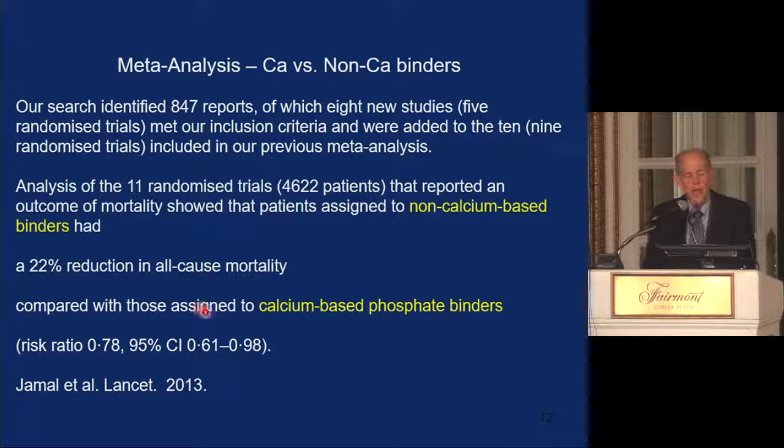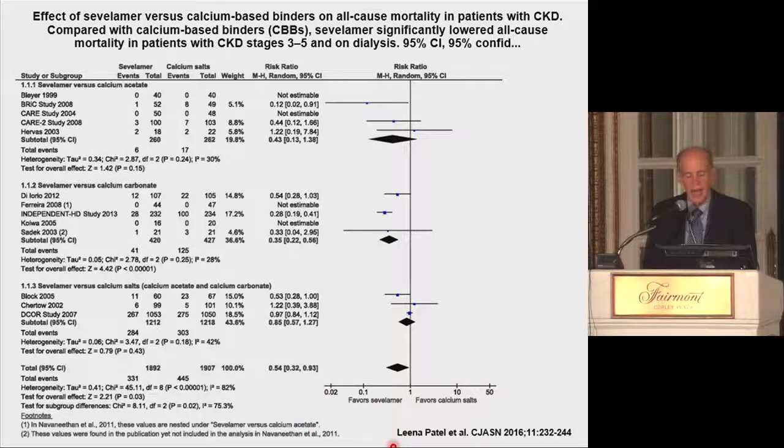There are 2 now large meta-analyses of calcium versus non-calcium-based binders. Sophie Jamal found that non-calcium-based binders had a 22% reduction in all-cause mortality compared to calcium-based binders. This is the last meta-analysis. It literally came out in CJASN this year. This is calcium versus sevelamer.